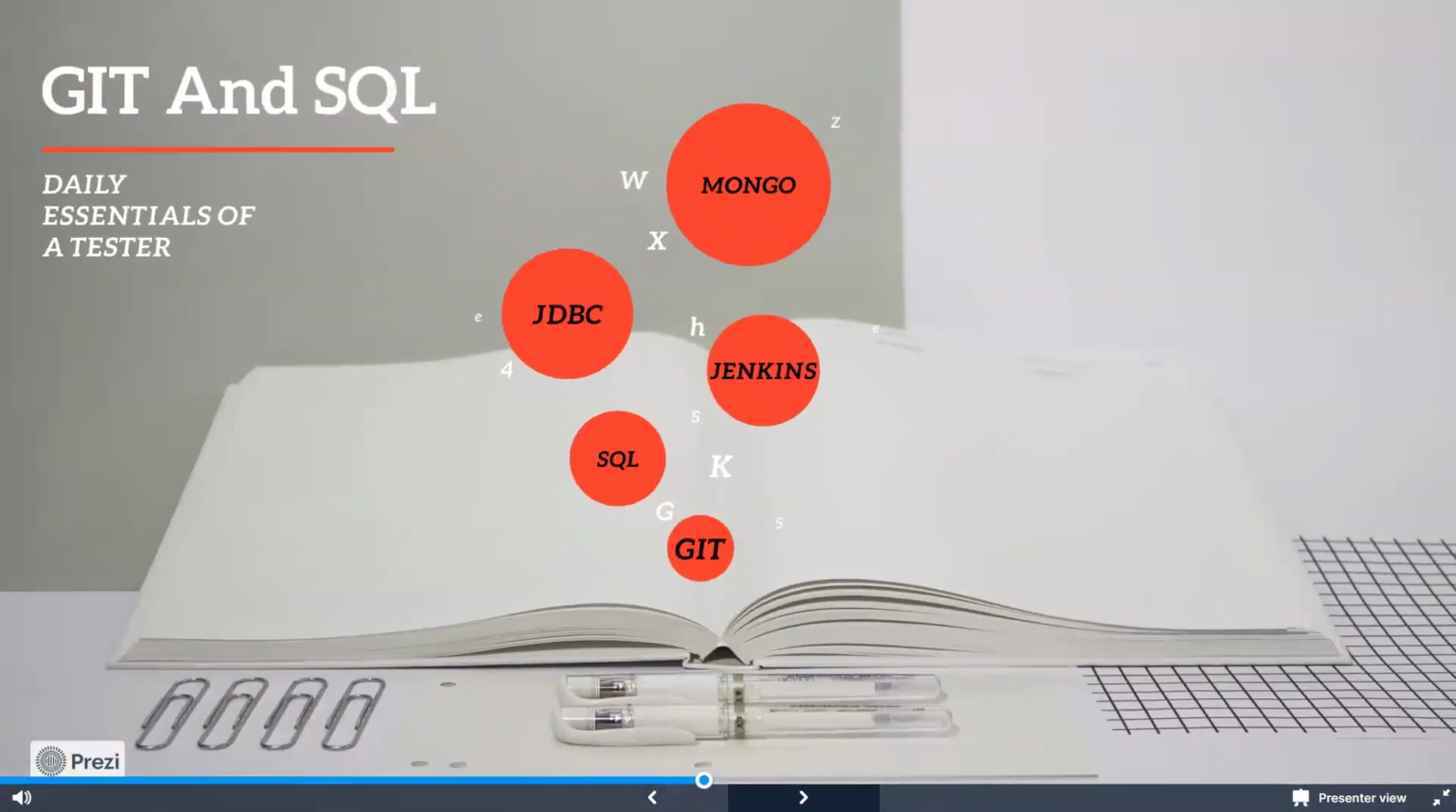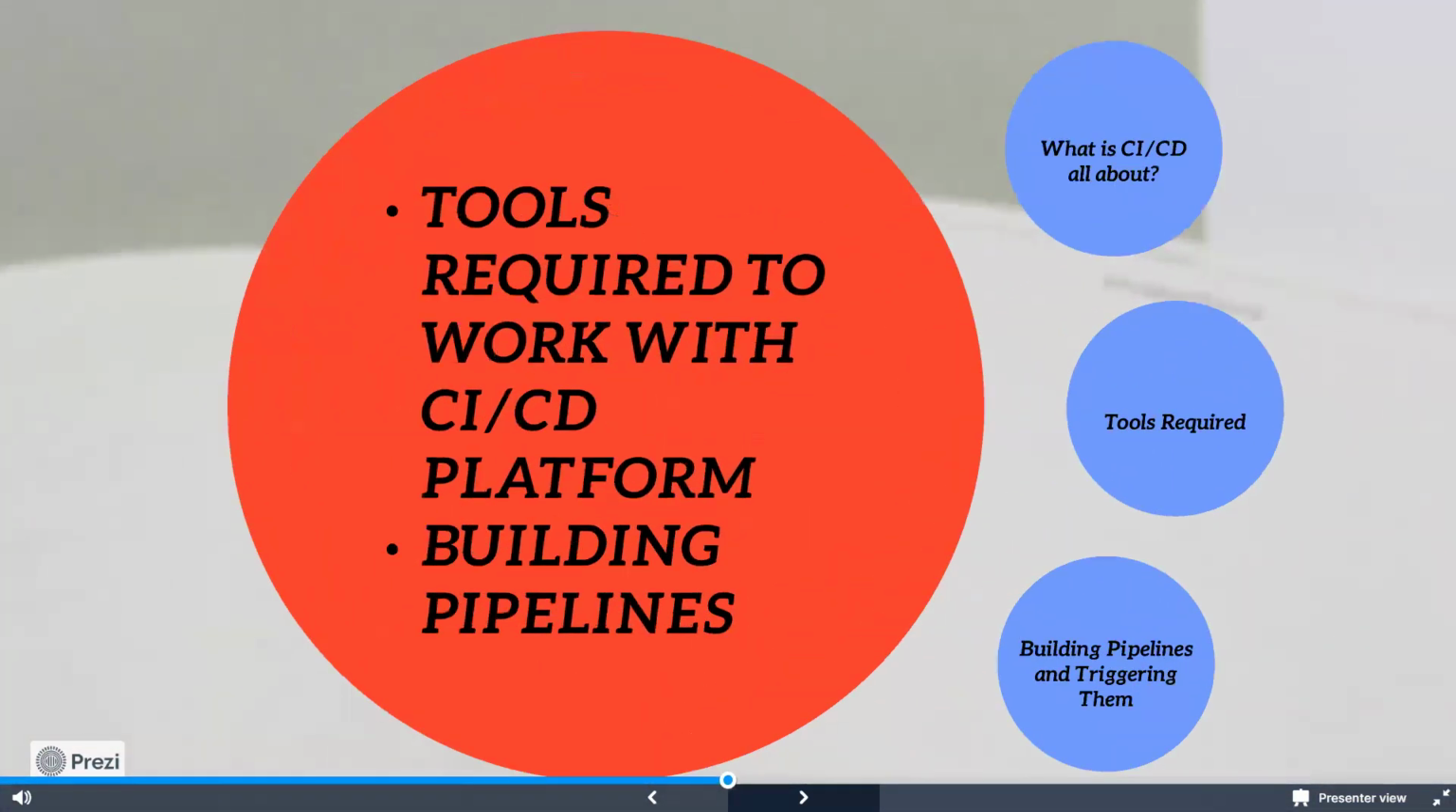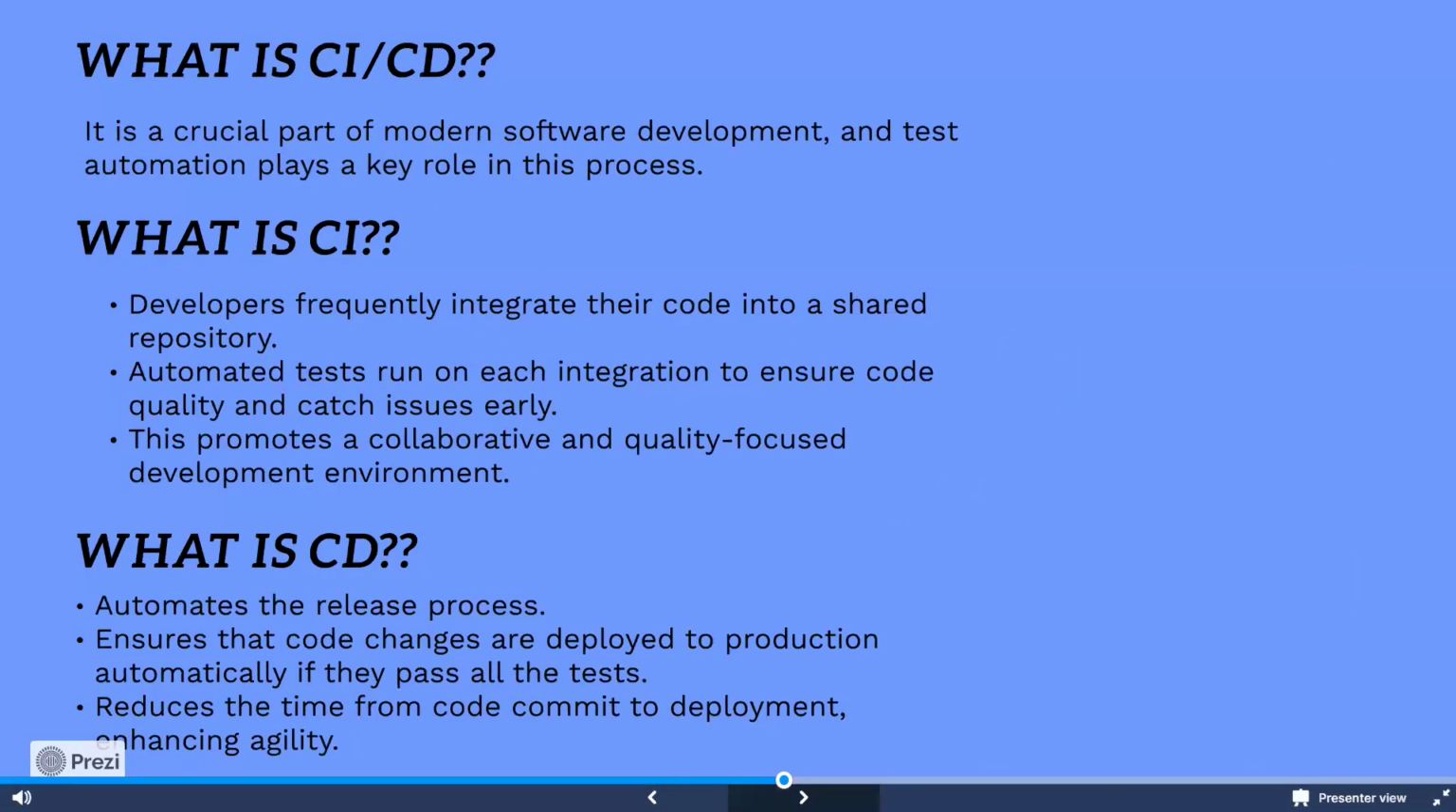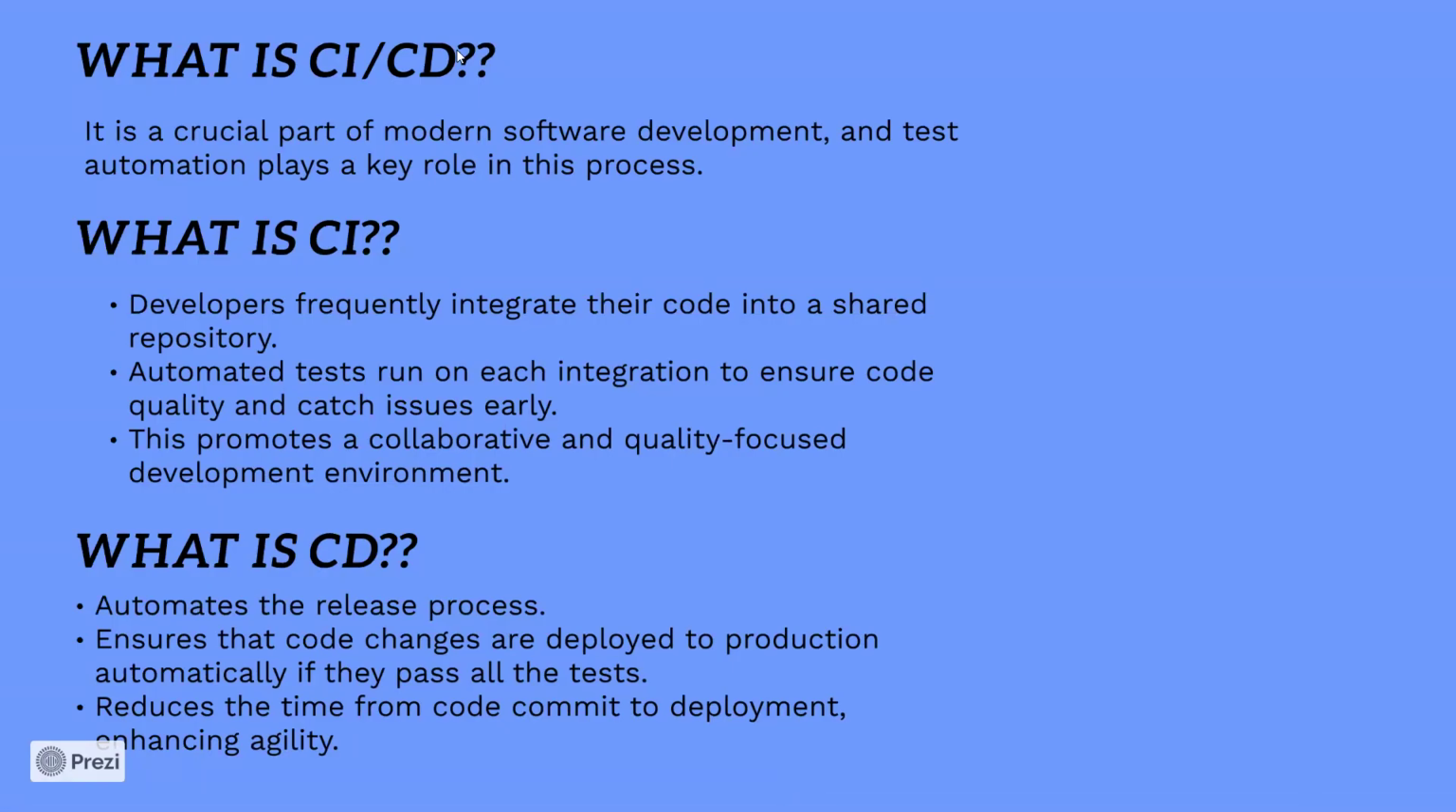As I've told you, we'll be discussing Jenkins. We'll be understanding what is CI and what is CD. CI stands for continuous integration, where developers frequently integrate their code into a shared repository. Automated tests run on each integration to ensure code quality and catch issues early. That means all the developers will frequently integrate their code into the repository, and on the integrated code we run the tests to check whether the code is working properly or not.